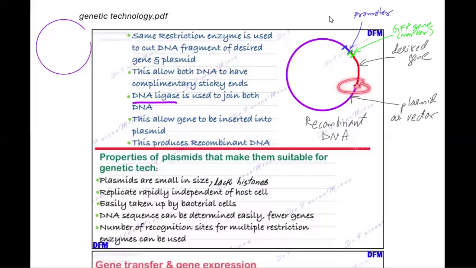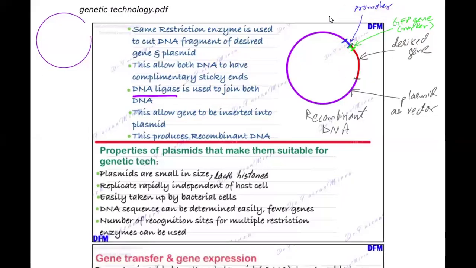Now, together with the desired gene, we have to place a screening gene like the GFP gene marker. So when this bacteria takes up this plasmid, it will start to fluoresce green. We can screen it: yes, okay, this is my transformed bacteria. Apart from the GFP gene, we will have the promoter added as well. The promoter will allow the RNA polymerase to attach so gene transcription can go on.